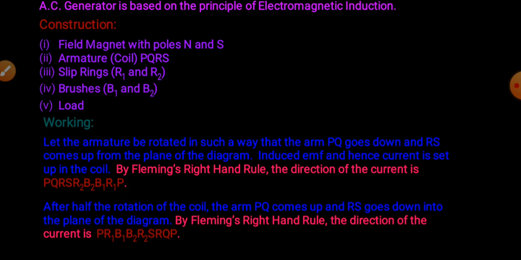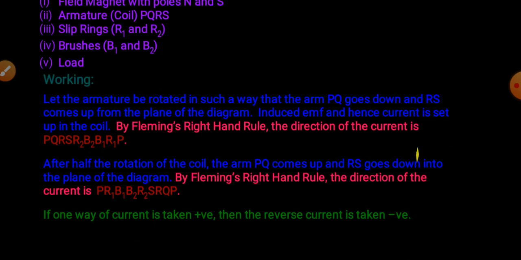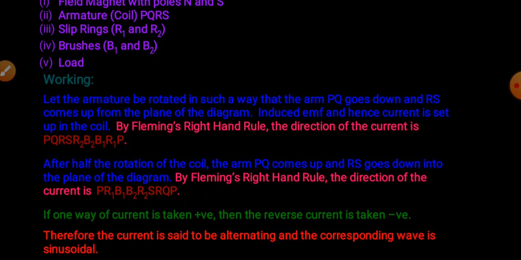After half the rotation of the coil, PQ comes up and RS goes down into the plane of the diagram. As shown in the previous slide, by Fleming's right hand rule, the direction of the current is P, R1, B1, B2, R2, S, R, Q, P. If one direction of the current is taken as positive, then the reverse current is taken as negative. Therefore, the current is said to be alternating and the corresponding wave is sinusoidal.